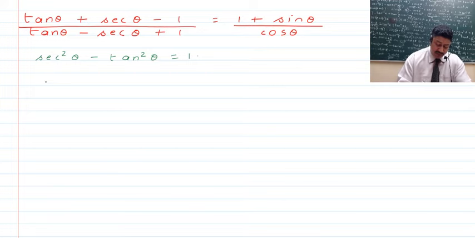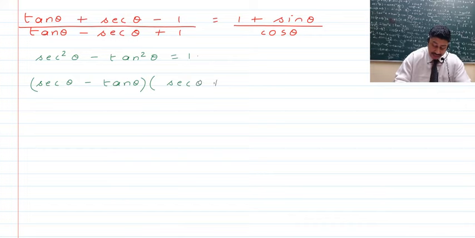As such, here what we can do is, if you talk about sec theta minus tan theta, we can multiply it with sec theta plus tan theta. That is something like a plus b times a minus b, giving us the product to be equal to 1, right?